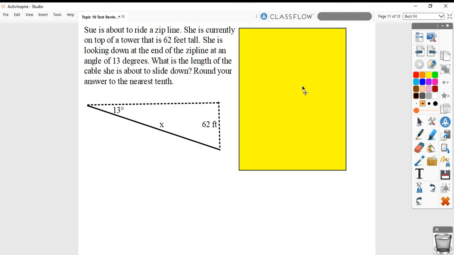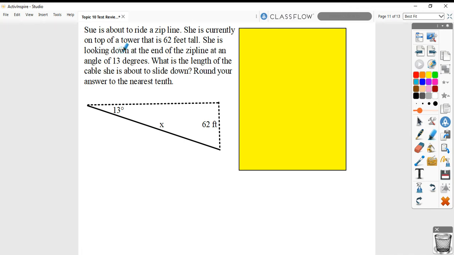Our next word problem. A lot of y'all did this word problem a little bit differently and ended up with the wrong triangle. Let's talk about it. Sue is about to ride a zip line. She is on top of a tower that's 62 feet tall. So our person starts off up here, 62 feet off the ground. She is looking down to the end of the zip line at an angle of 13 degrees.